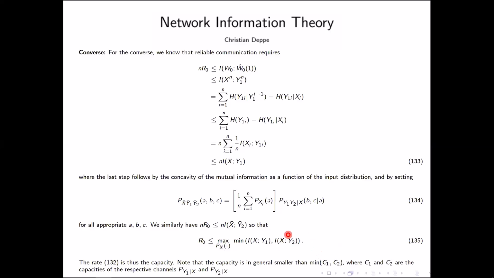And you can now look at this. You can also individually, of course, take the mutual information between x and y1 and x and y2, and then take the maximum over x for each individual. Then you get the capacities C1 and C2. But if you take the minimum of the maximum, this is in general smaller. So this capacity is in general smaller than the minimum of C1 and C2, where C1 and C2 are the capacities of the marginal channels here.